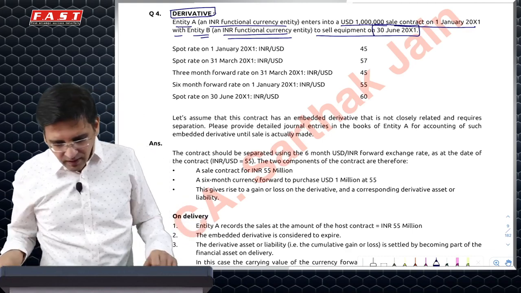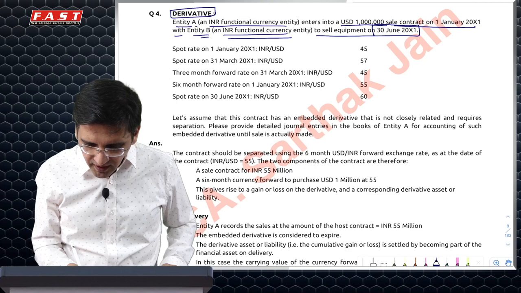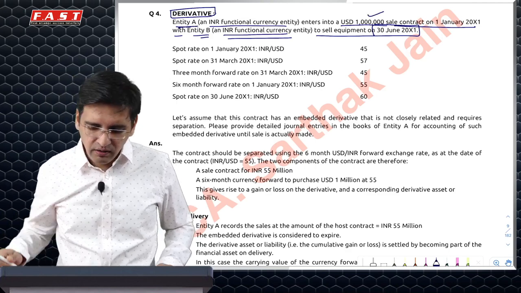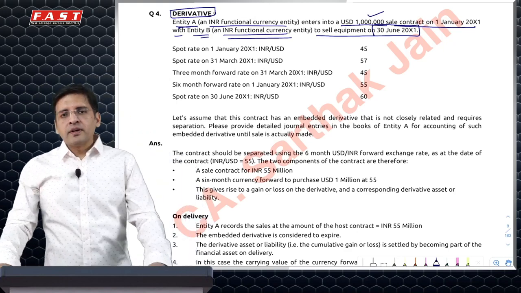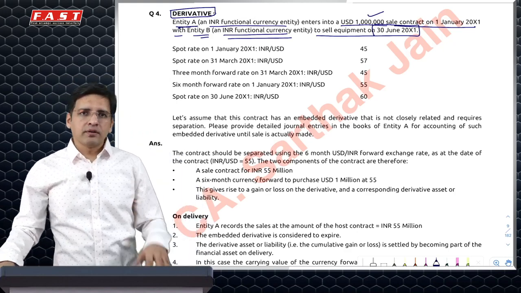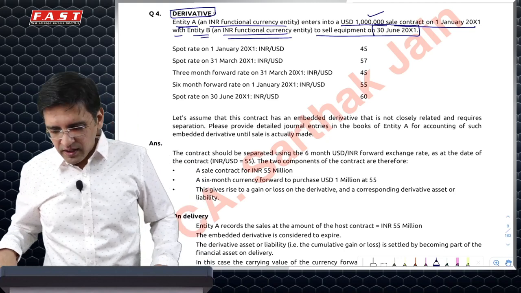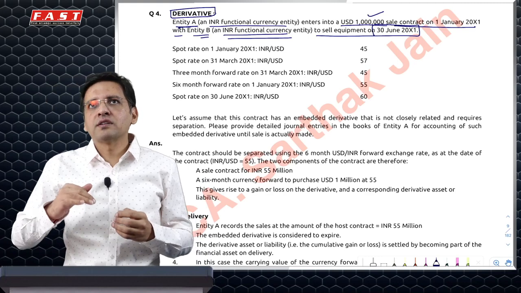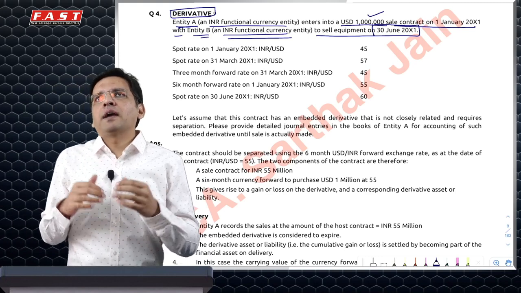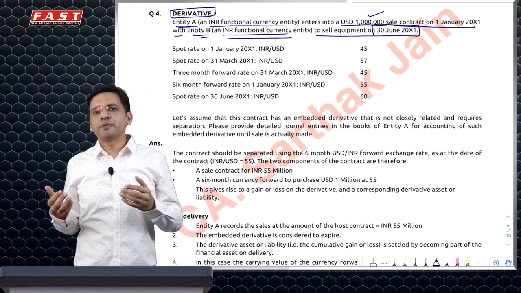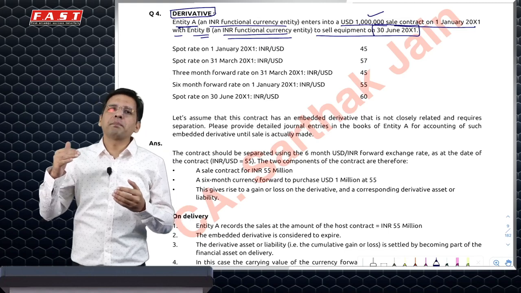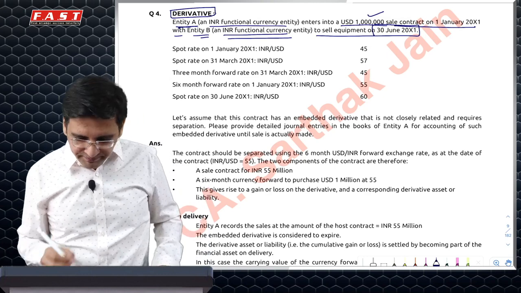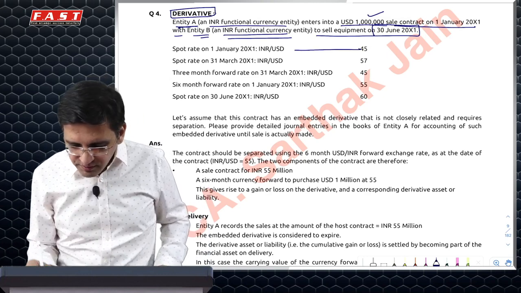Finish. Now let's understand. Entity A and B both have functional currency as INR, but still they did a contract to transact their goods in dollars, and the amount is 10 lakh or 1 million dollars, and it's a sale contract. So entity A would be getting dollars. If I'm getting dollars, while I had the choice of rupees, it means I'll be happy if the dollar goes up. Finish. Now what happens? Spot rate on this day was 45.